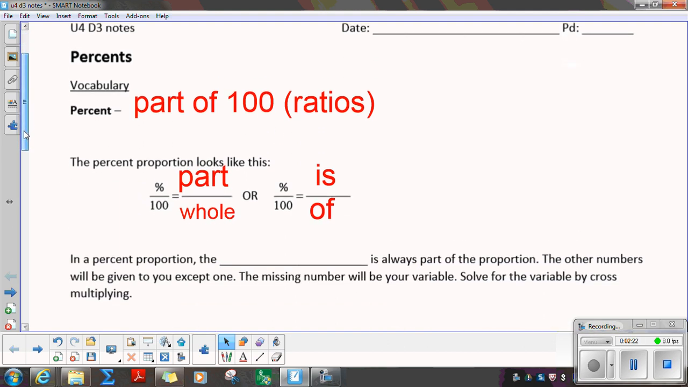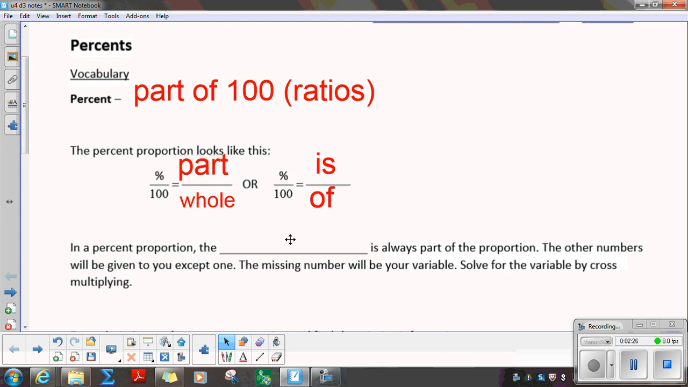So, next part, in a percent proportion, the 100 is always part of it, okay? So that's always a given. So of these four parts, 100 is always a given. The other numbers, the percentage, the part, the whole, the is, the of, those are given all except for one, okay? So you only have one out of those four numbers not given to you. That missing number will be what you put your variable in. So you'll have a proportion that you need to solve for the variable. We do that the same way we did solving other proportions. We just go ahead and cross multiply.